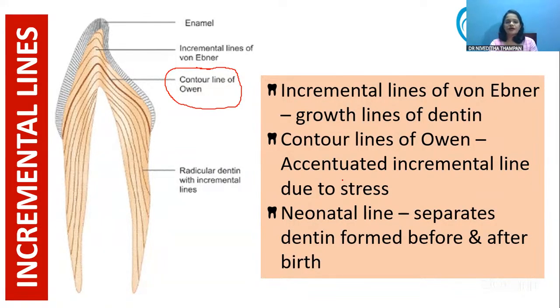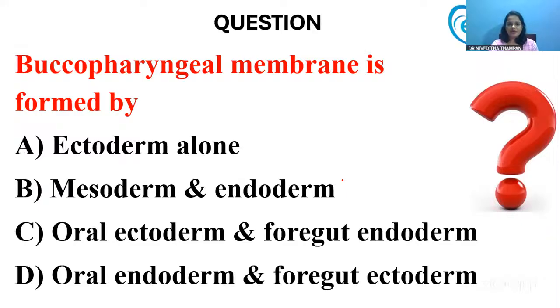Now let's have a look at the questions. The first question: the buccopharyngeal membrane is formed by. Doctors, answers please. How is the buccopharyngeal membrane getting formed? Is it by ectoderm alone, or mesoderm and endoderm, or oral ectoderm and foregut endoderm, or oral endoderm and foregut ectoderm? What makes the buccopharyngeal membrane? This is a recent NEET MDS 2025 question.